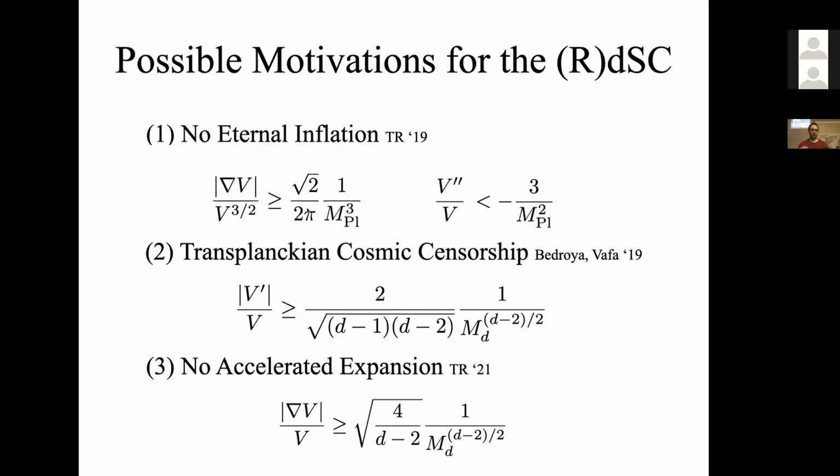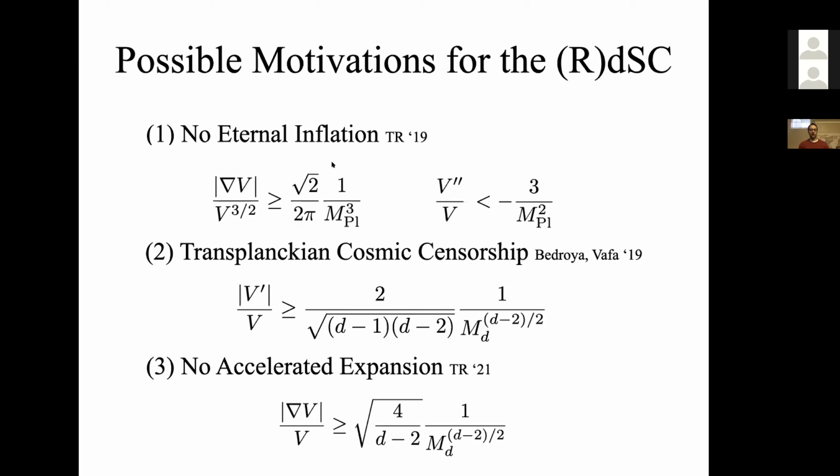The de Sitter, in particular, the refined de Sitter conjecture is either a lower bound on the gradient of the potential in terms of the potential, or it's an upper bound on the second derivative of the potential divided by the potential. And so we're getting very similar sorts of bounds here. No eternal inflation says that either this must be satisfied or this must be satisfied. So perhaps no eternal inflation is the right refinement of the de Sitter conjectures.